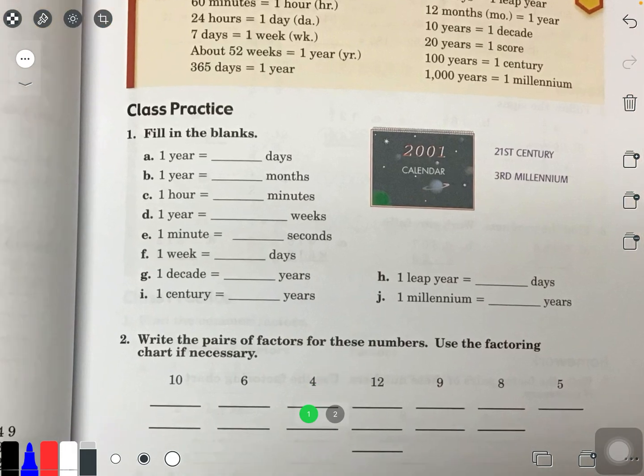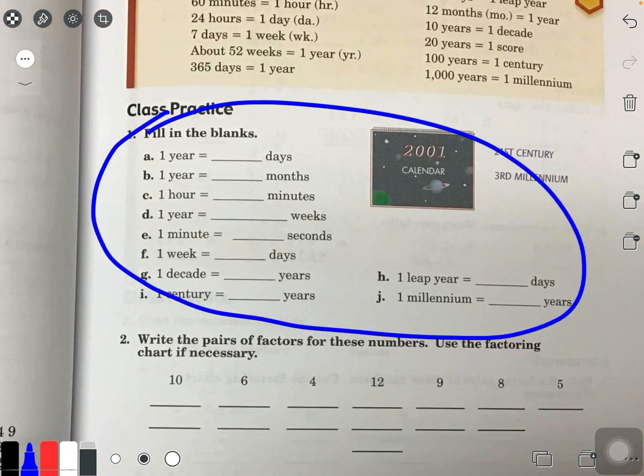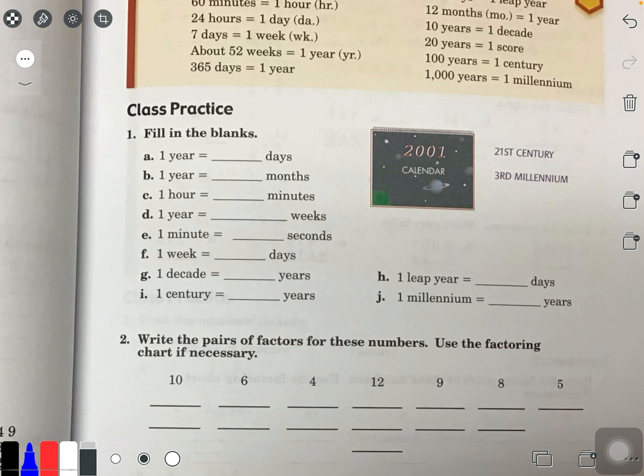Let's go ahead and fill out the whole of number one. You can use the book if you need to. Pause the video if you want, and then unpause it so we can review the answers. We can share the answers. Okay, so you did all of number one.